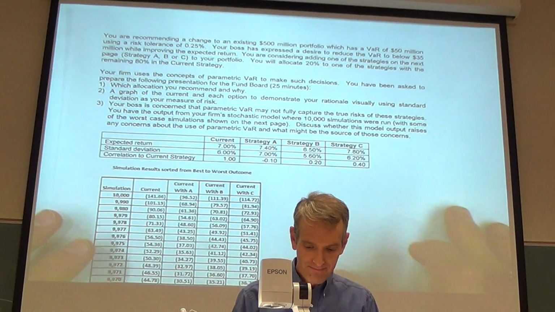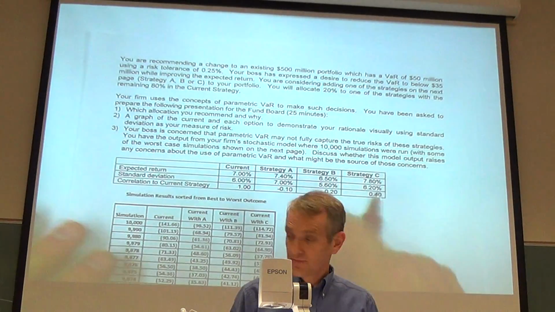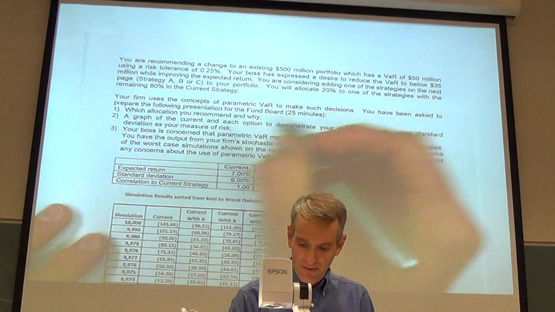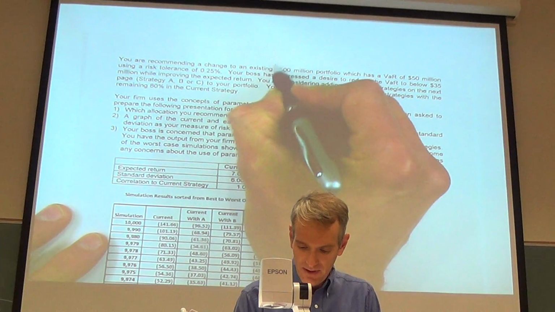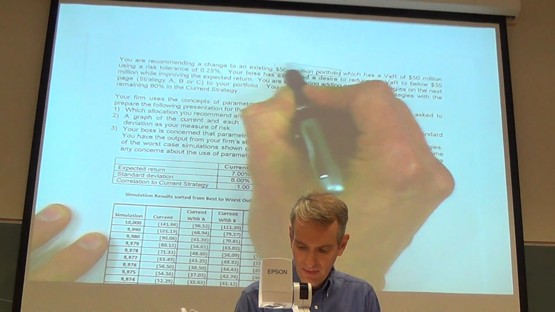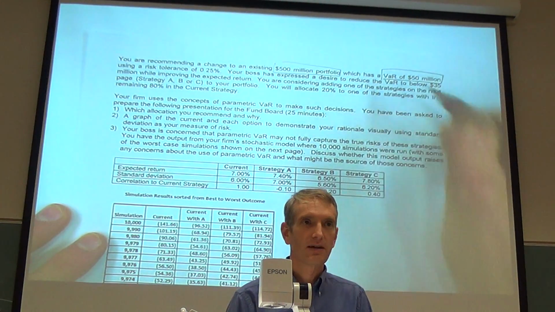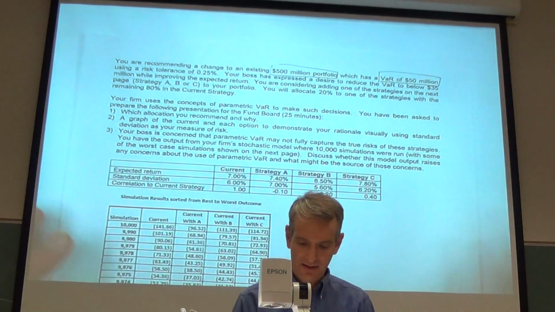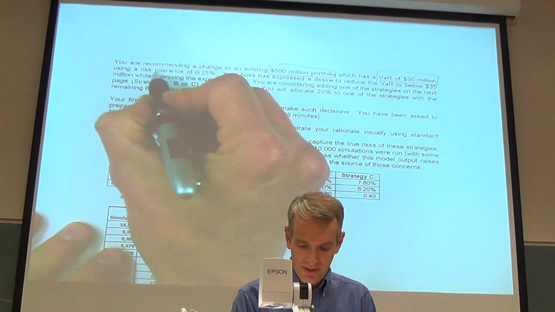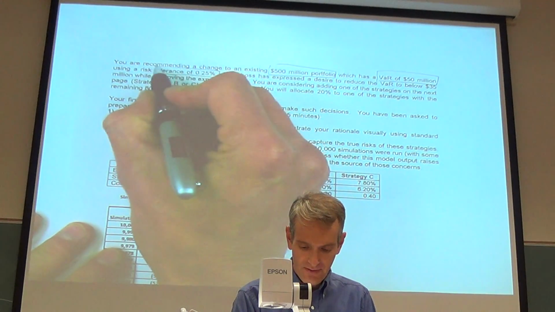Alright, so this problem is another one of these VaR problems. We have a $500 million portfolio. It currently has a VaR of $15 million. We'll check and see if that's actually correct. We can calculate it ourselves. They have a risk tolerance of 0.25.